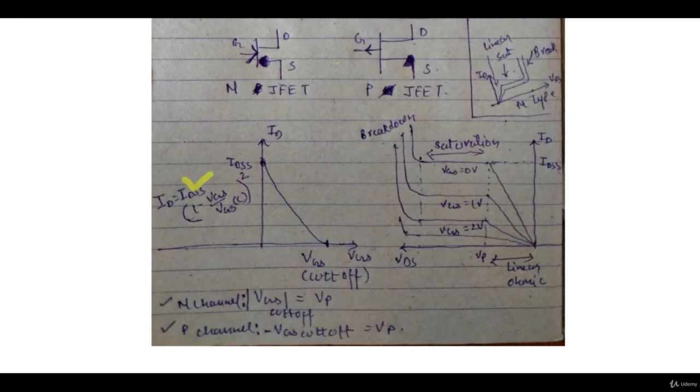So remember that. The pinch-off voltage will be negative of VGS cutoff for p channel, and the mod of VGS cutoff, that is positive, in n channel. So I hope the difference is clear and you are able to connect with me by looking at the diagrams only. You should be able to get what is happening inside a JFET.